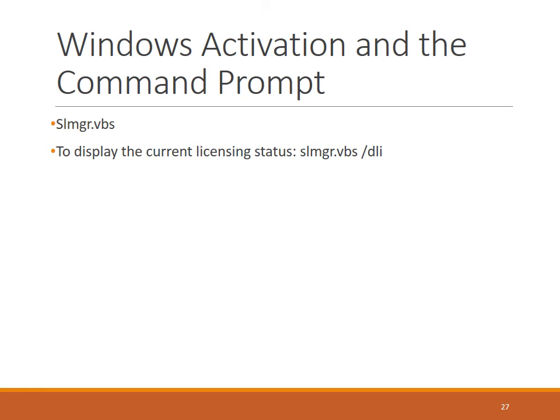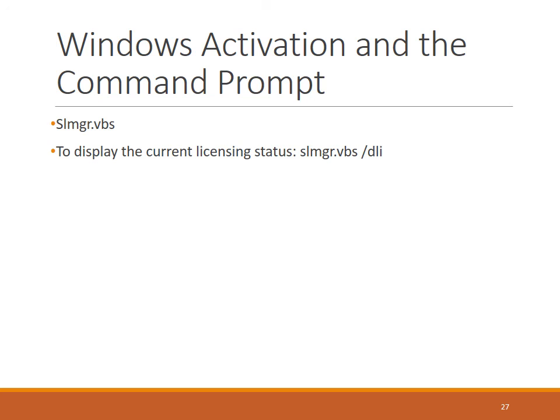And we went over this in a previous slide, but it's good to talk about it. So Windows activation can be handled via the command prompt. Again, we're going to be talking a lot about doing things in the command prompt in this class. So the command to activate Windows is slmgr, and this is actually available in Windows 7 and Windows 8. So to display the current licensing status, slmgr /DLI, that will give you information about the current license status.